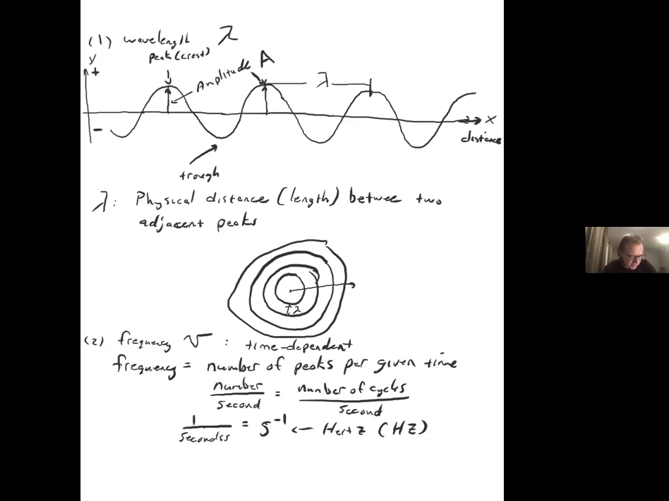Now, one of the things that's interesting about these two variables, wavelength and frequency, is they're related to each other. And they're related by the speed. C, again, is the speed of electromagnetic waves of light. And speed is 2.9979 times 10 to the 8th meters per second, right? That's your speed. Any electromagnetic wave will move at that speed.